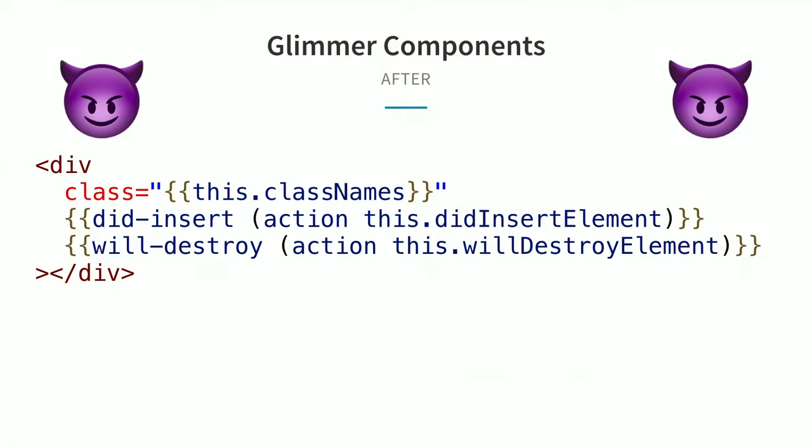Bounds are gone. If you need access to the DOM, use an element modifier. That's the way you get access to DOM. Full stop, end of story. Robert, Glimmer components seem so simple. Yes, very simple. The problem with bounds were the same basic problems that we had with did insert element that I mentioned. You have to dig in and find your stuff. Yes, exactly.